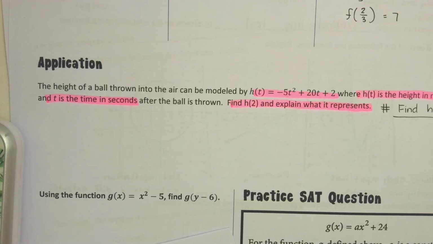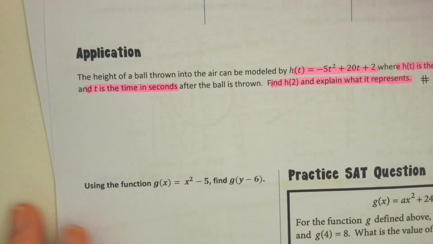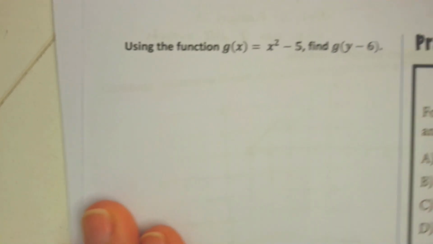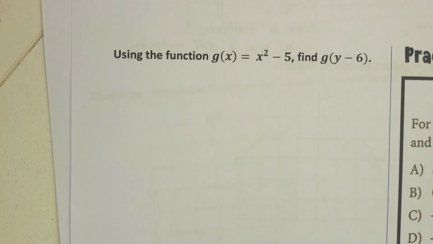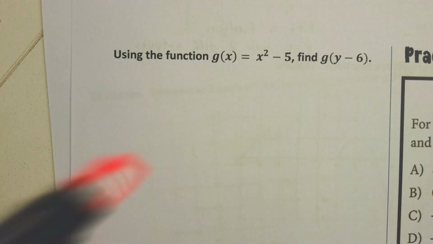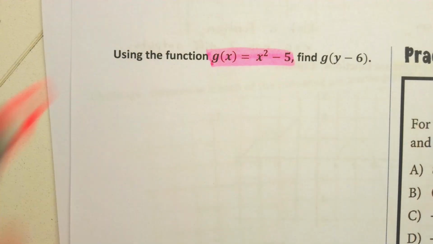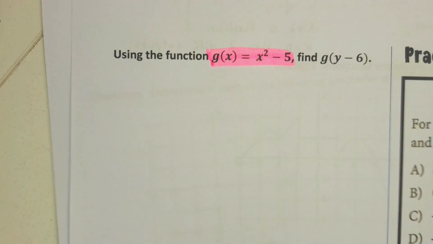Very good. All right, I think we're only going to have time for one last question. We might have to skip the practice SAT question. It's fine. You're welcome to work on it on your own. But we do want to definitely do this one. We're given a function, g of x, on this one: x squared minus 5. And we're asked to find g of y minus 6. Totally doable. We can do that.